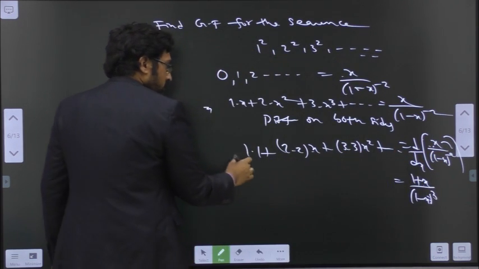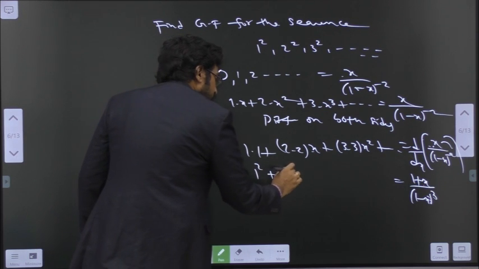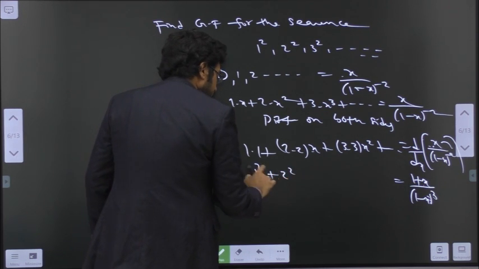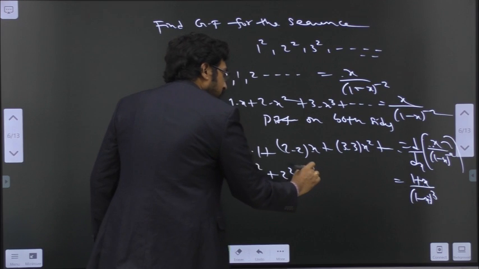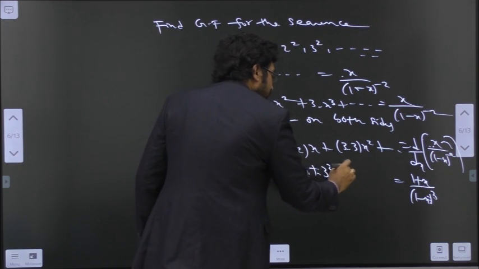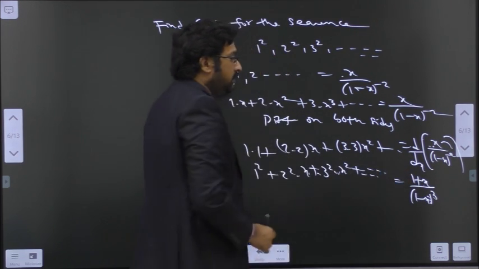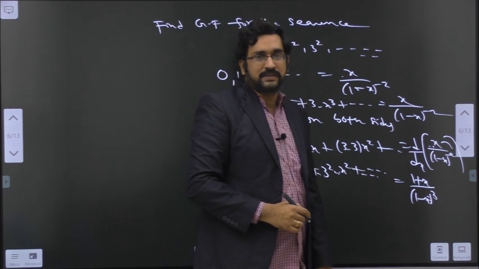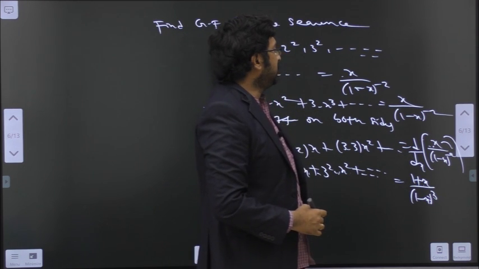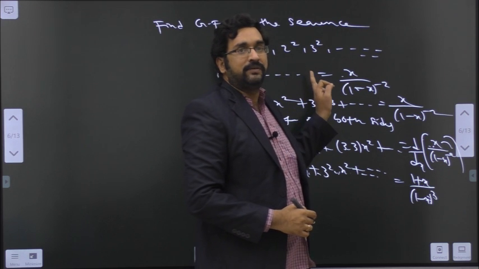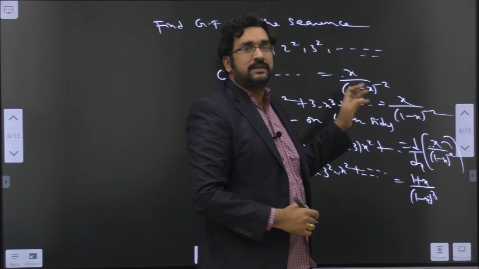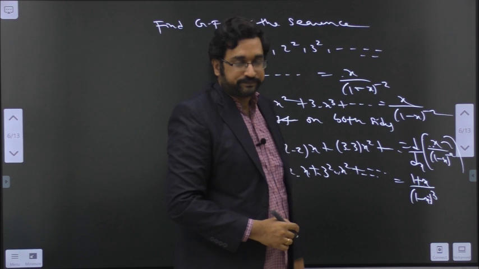So 1 square plus 2 square into x plus 3 square into x square plus and so on equals (1 plus x) by (1 minus x) whole cube. So that is the generating function for the given sequence 1 square, 2 square, 3 square, etc.